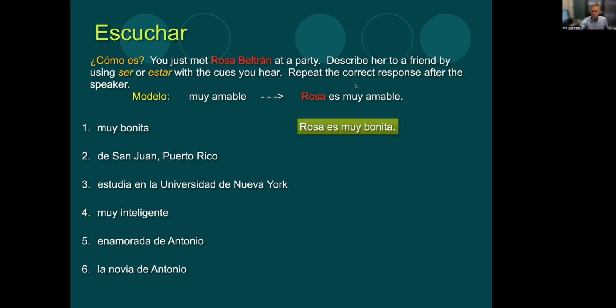2. De San Juan, Puerto Rico. Rosa es de San Juan, Puerto Rico. 3. Estudiando en la Universidad de Nueva York.